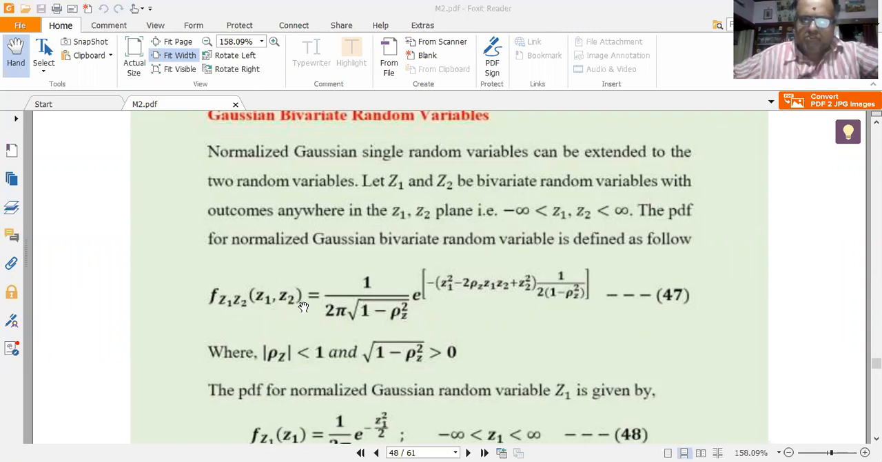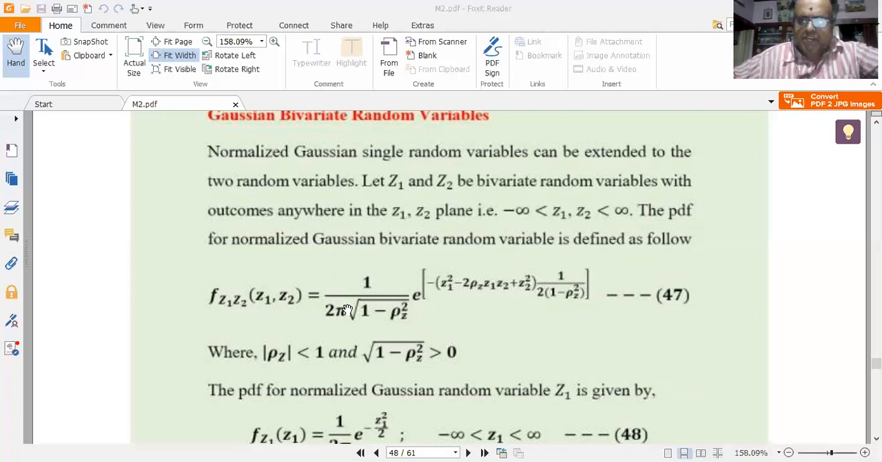f_Z1Z2(z1, z2) is equal to 1 by 2 pi root of 1 minus rho z squared, into e to the power of minus (z1 squared minus 2 rho z z1 z2 plus z2 squared) into 1 by 2 into (1 minus rho z squared). Call it equation 47.